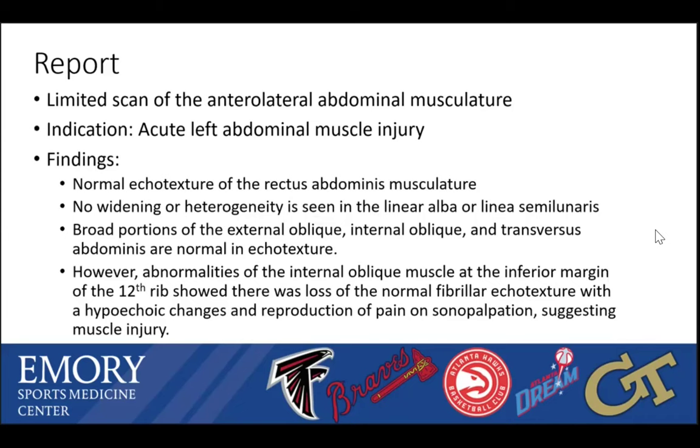But there were abnormalities in the internal oblique muscle at the inferior margin of the 12th rib, which showed loss of that fibrillar echotexture. There was a hypoechoic change with reproduction of pain on sonopalpation, which supported the diagnosis of a muscle injury of the internal oblique.